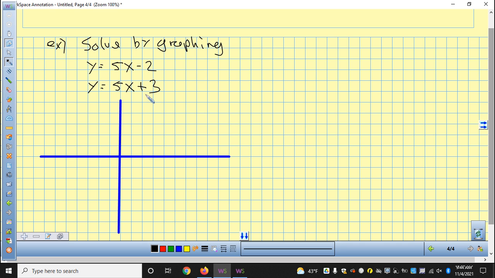So the y-intercept here is negative 2. And my slope is 5. Up 1, 2, 3, 4, 5 over 1. So there's that line. Here the y-intercept is 3, and the slope is 5. Up 1, 2, 3, 4, 5 over 1. So my graph's going to go up here onto my equation.